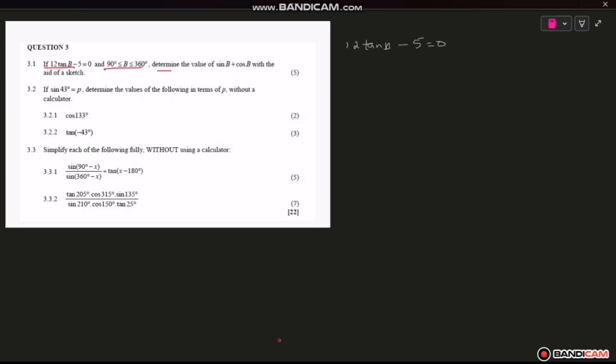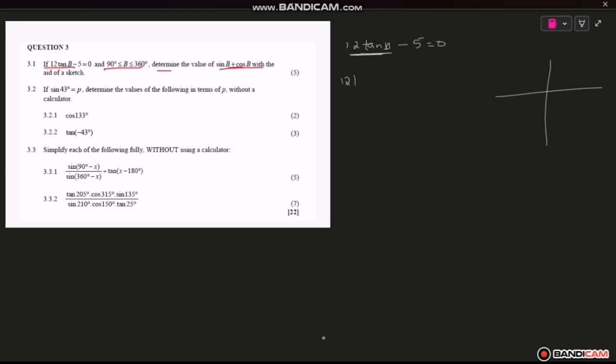Therefore, they want us to determine the value of sine beta plus cos beta with the aid of a diagram, the aid of a sketch. You're going to show us your sketch, but before that, make sure that you make tan beta the subject of the formula. So it must be tan beta equal to a fraction. Let's make it look like that.